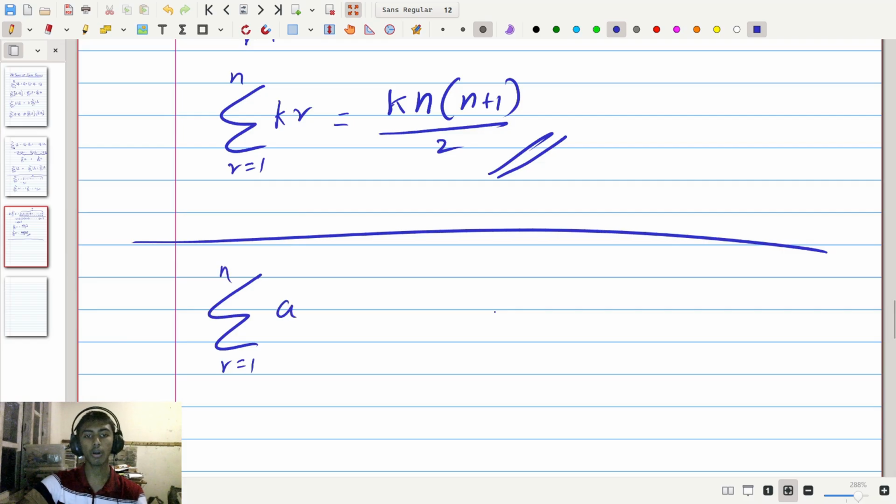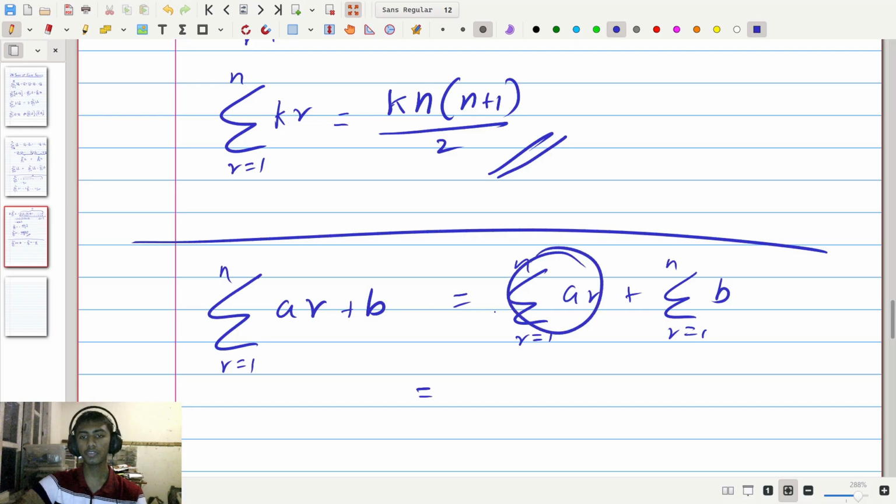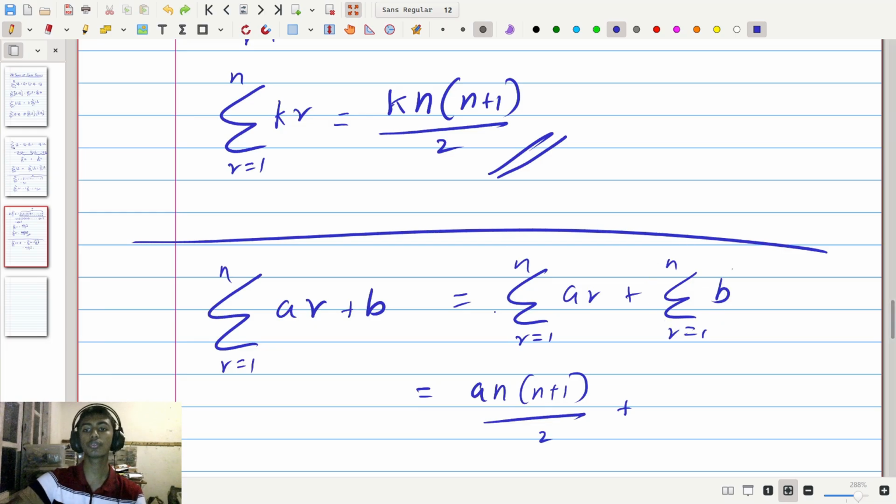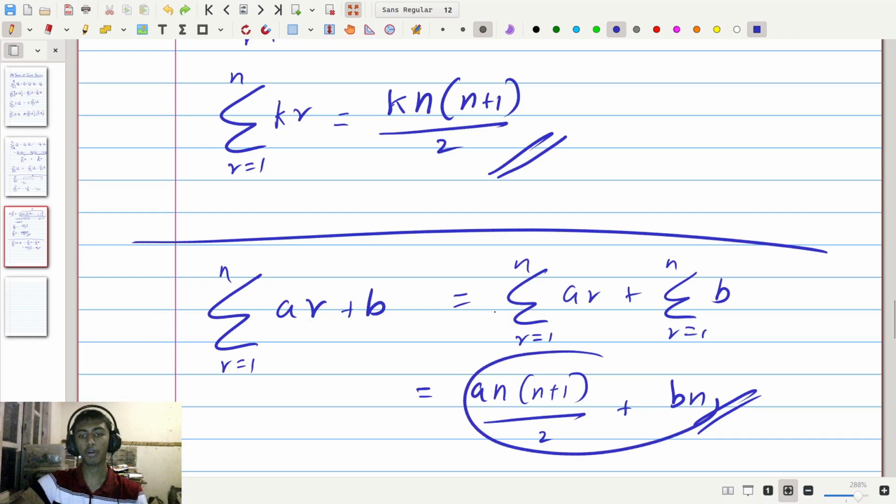What I'm talking about here is the fact that now we can write that the sum from r equals 1 up to n of any term of the form ar plus b, we can write as the sum from r equals 1 up to n of ar plus the sum from r equals 1 up to n of b. It's going to be a times the sum of r from r equals 1 up to n, which is going to be a times n times n plus 1 divided by 2, plus b times the sum of 1 from r equals 1 up to n, so it's going to be bn.